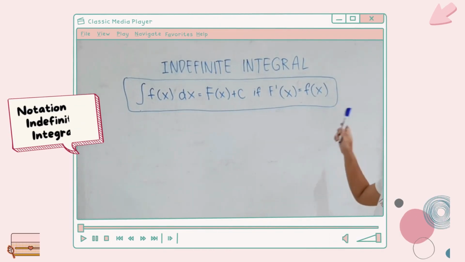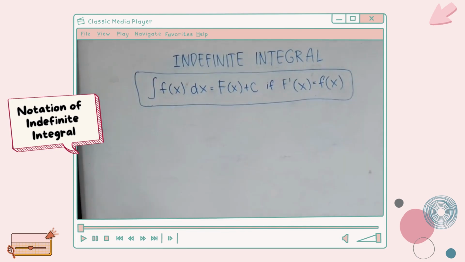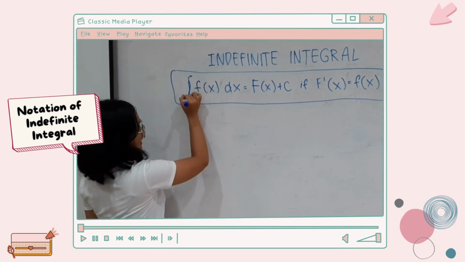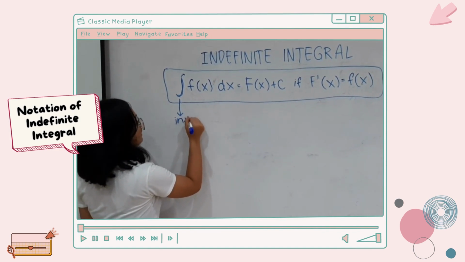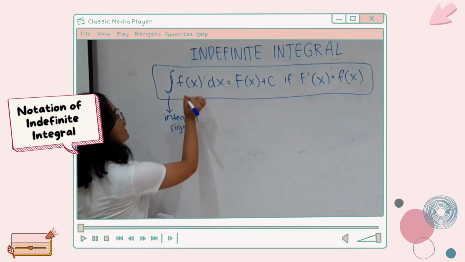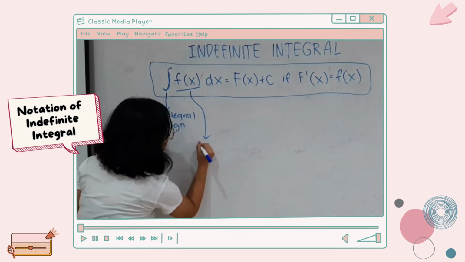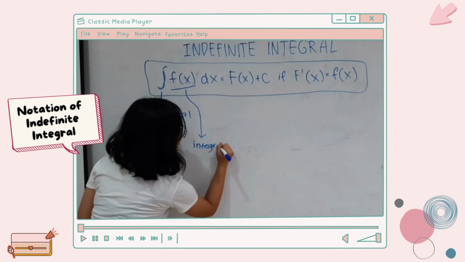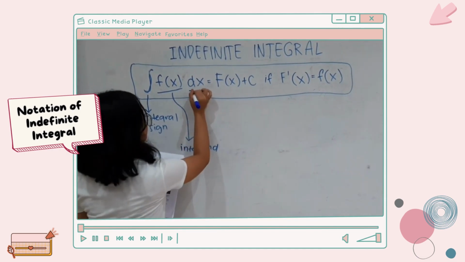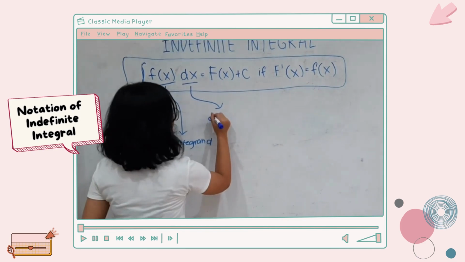This is a notation and formula of an indefinite integral. Now, let's label all the parts of this notation because it seems very long. First, we have this sign over here. This sign is called the integral sign. Next, we have this f of x over here. This f of x is called the integrand. Next, we will be naming this dx. This is called the differential.